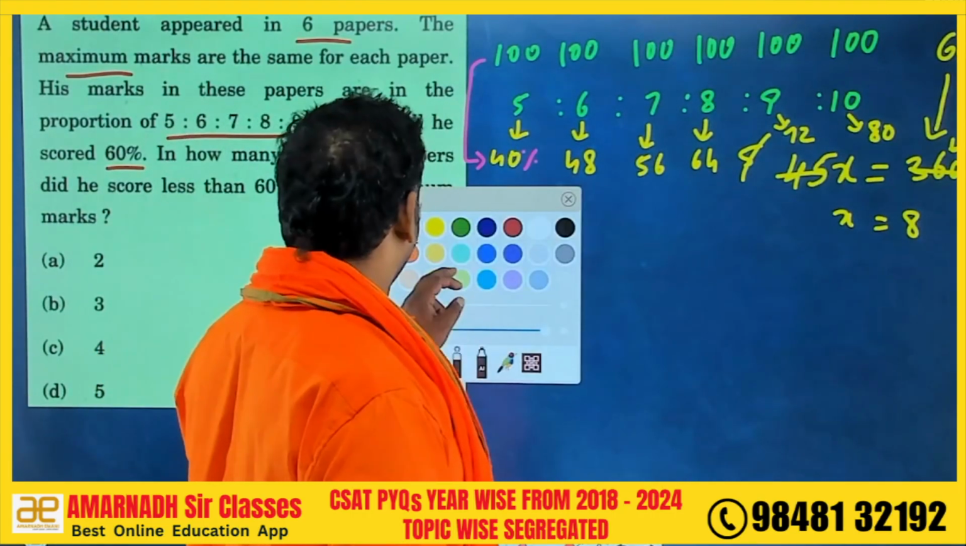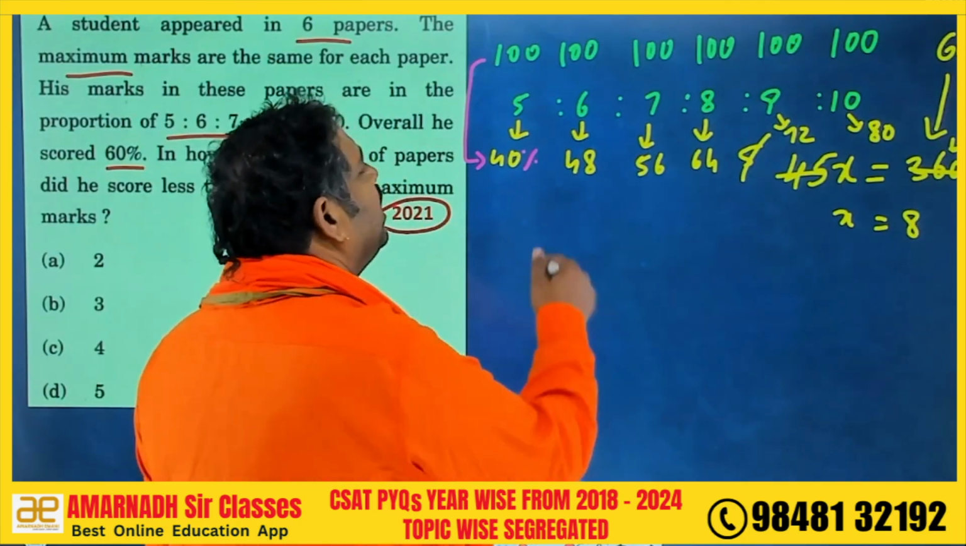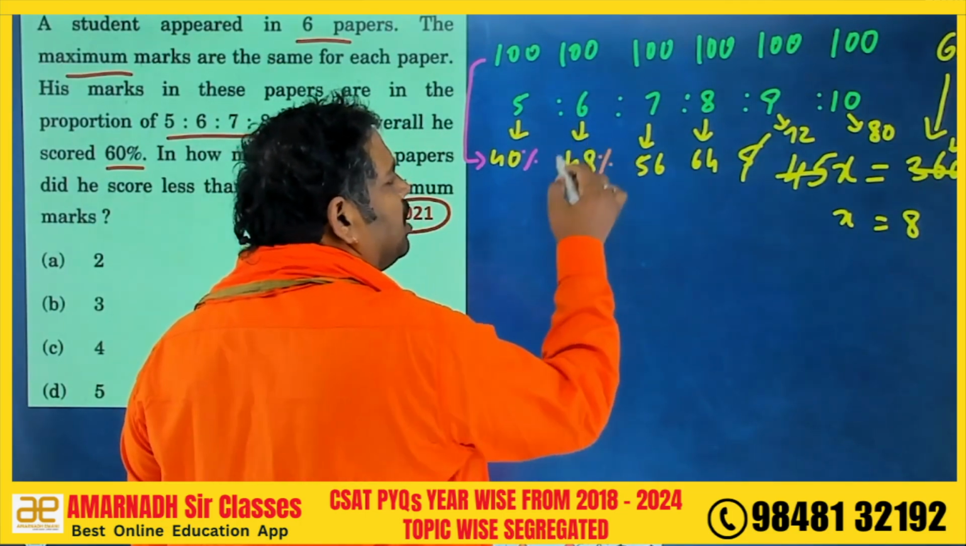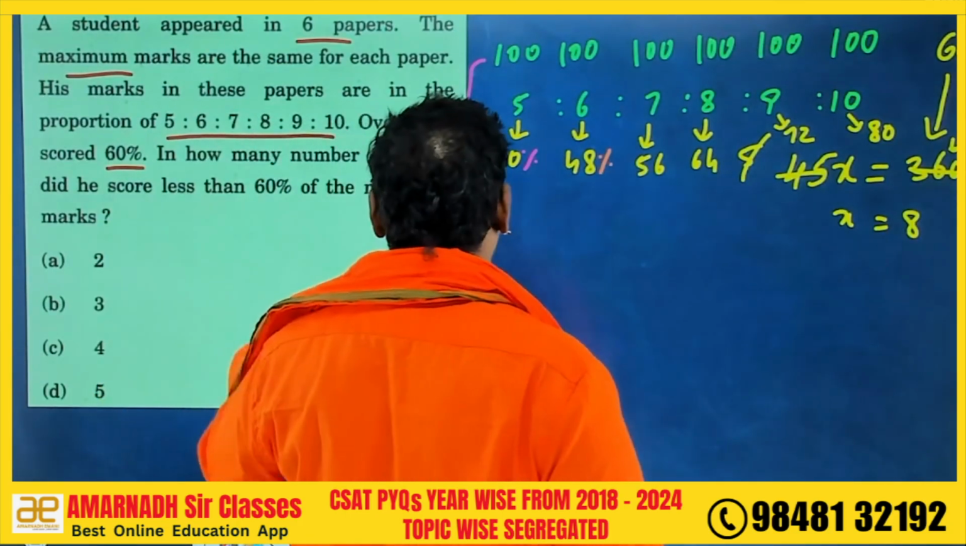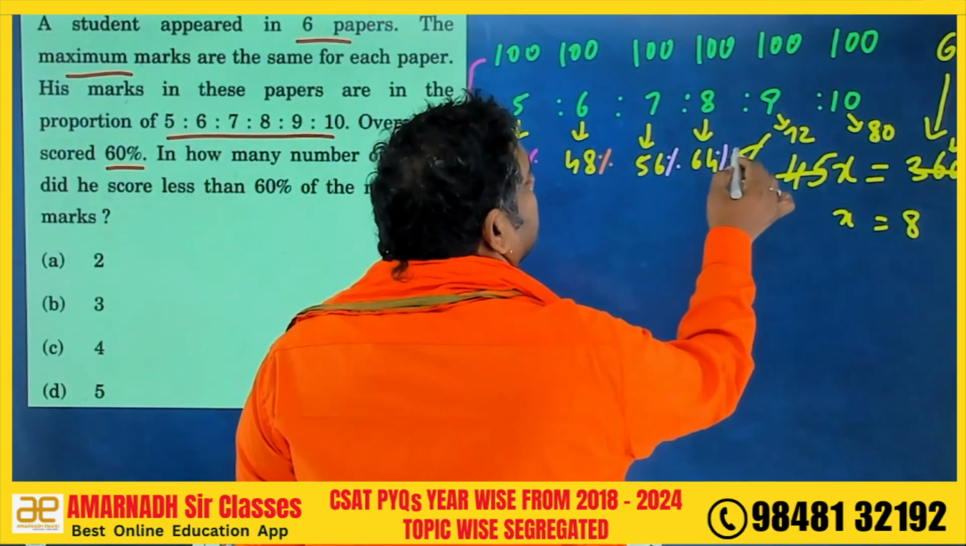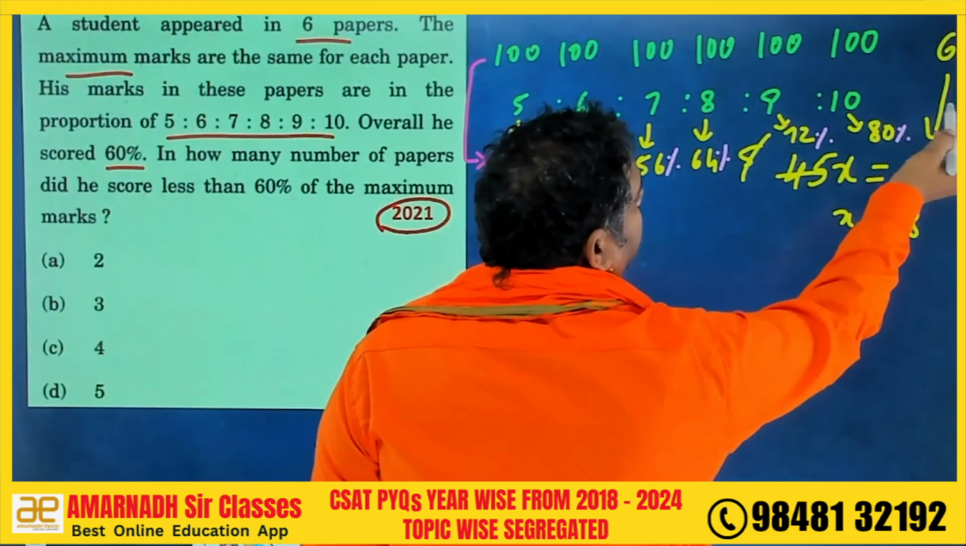Okay, this is not clearly visible, right? Okay, change. Good. Here he got out of 100, 48, which means 48% of the marks also. Okay, we can take it as percentage also. Okay, so this is 56%, 64%, 72%, 80%, right?